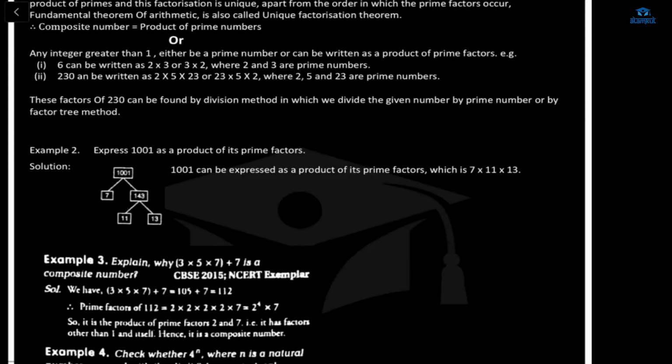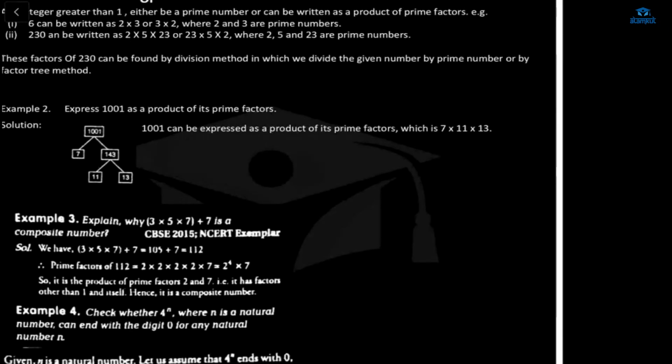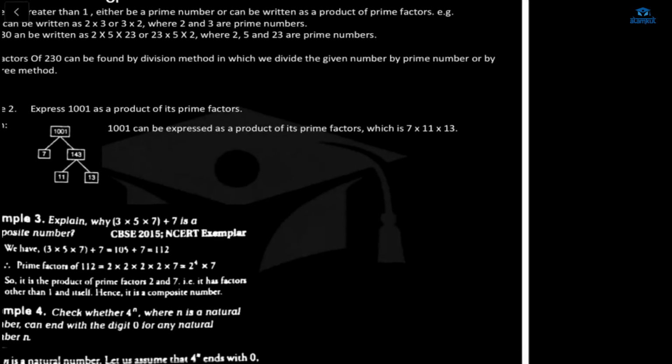Now let's express 1001 as a product of its prime factors. Okay, so it is very simple. You have to find out the factorization here. So the prime factorization of 1001 is 7 into 11 into 13. Okay, it can be 13 into 11 into 7 also. But this factorization is unique in itself. 7 into 11 into 13 always gives 1001.